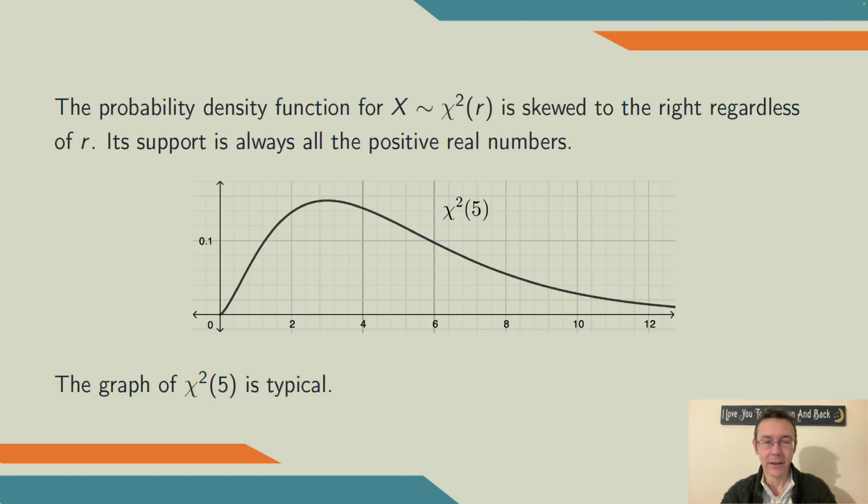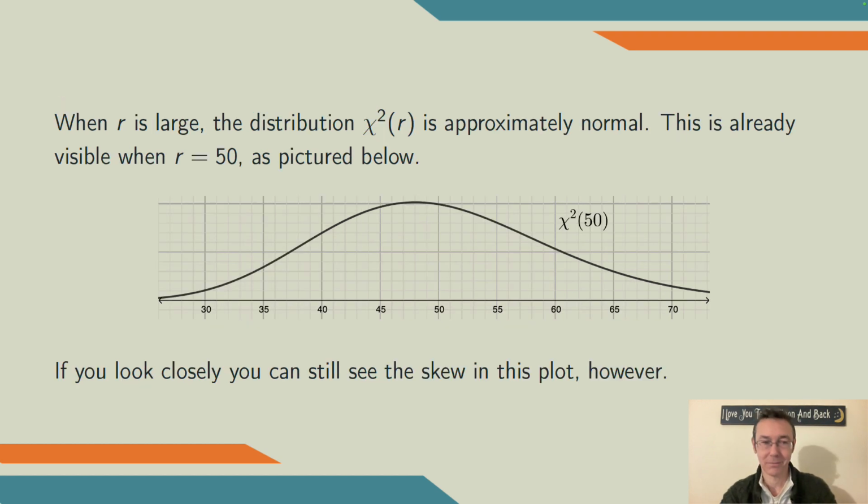The probability density function for a random variable with a chi-square distribution is skewed to the right, regardless of the parameter r. And its support is always just the positive real numbers. This makes sense since x can be viewed as the sum of a bunch of squared z-scores. The graph of chi-squared of 5 is shown here. It's pretty typical. You can see it's strongly right skewed with support only the positive real numbers.